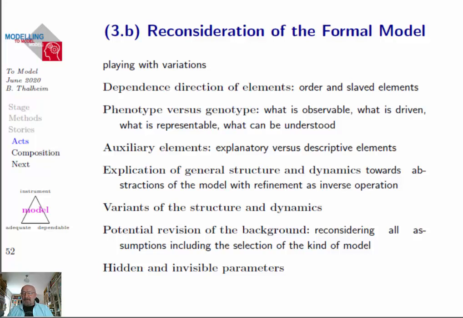We can add auxiliary elements. We can explicate the general structure or architecture, and of course also the dynamics that is supported by the model. We can have variants of structures and dynamics, and we have potential revision of the background. And then in this case we have maybe a number of hidden and invisible parameters, especially those that go together with a deep model at a later stage.